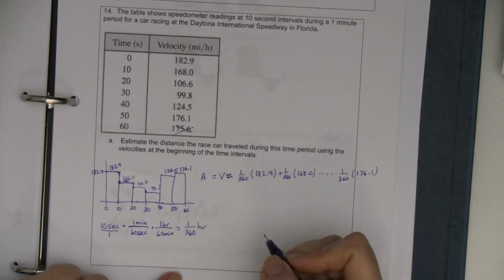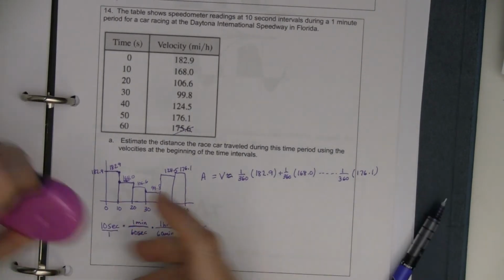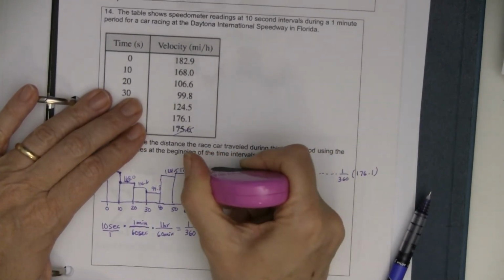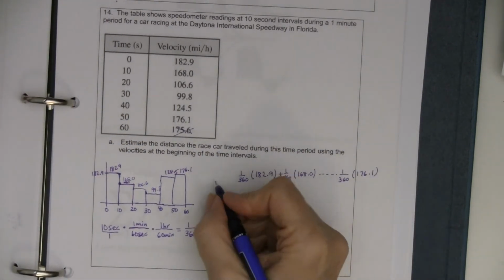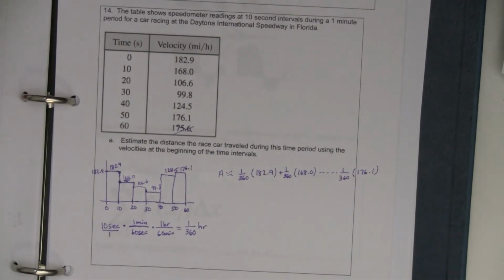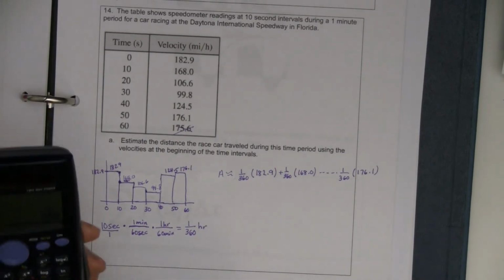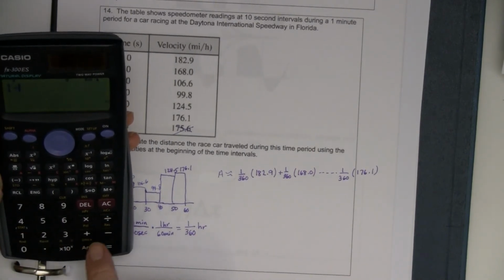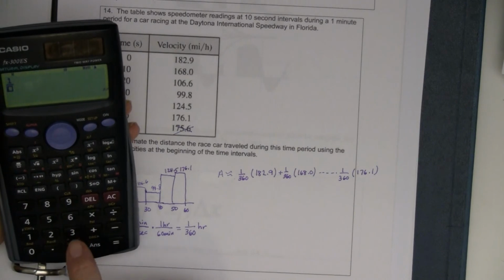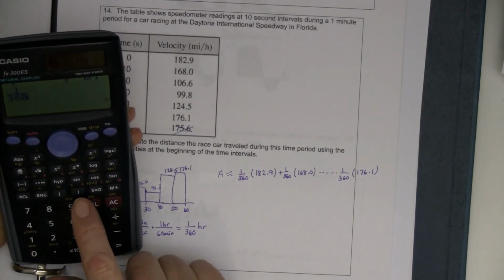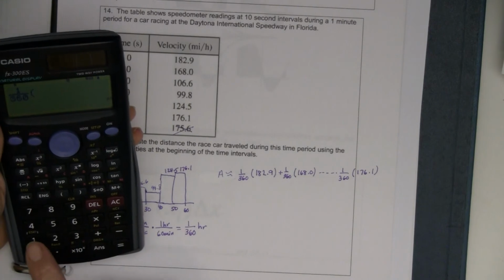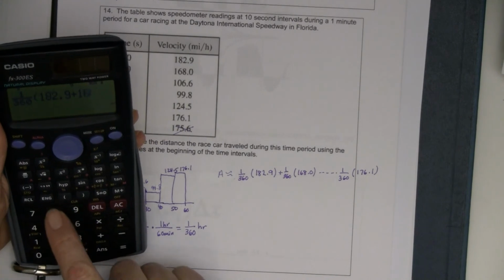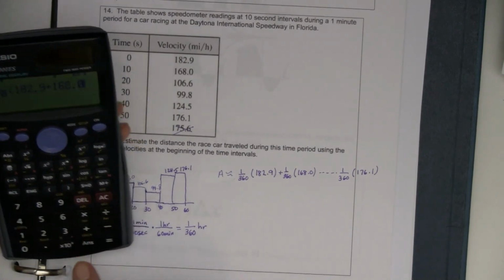And so this wasn't our velocity, this was our displacement, right? Our area equals our displacement. Oh man, I'm not doing too good. Okay, so we're gonna find that. And so I'm gonna factor out a 1 over 360 to the front. And I'm gonna multiply this 182.9 plus 168.0.